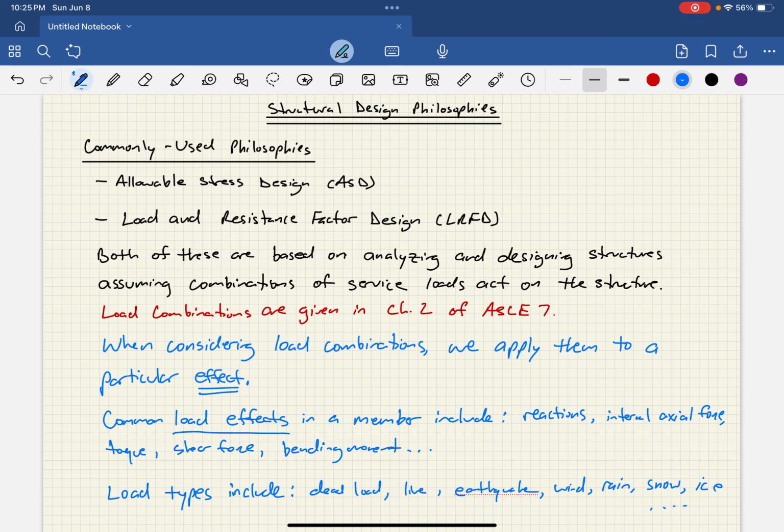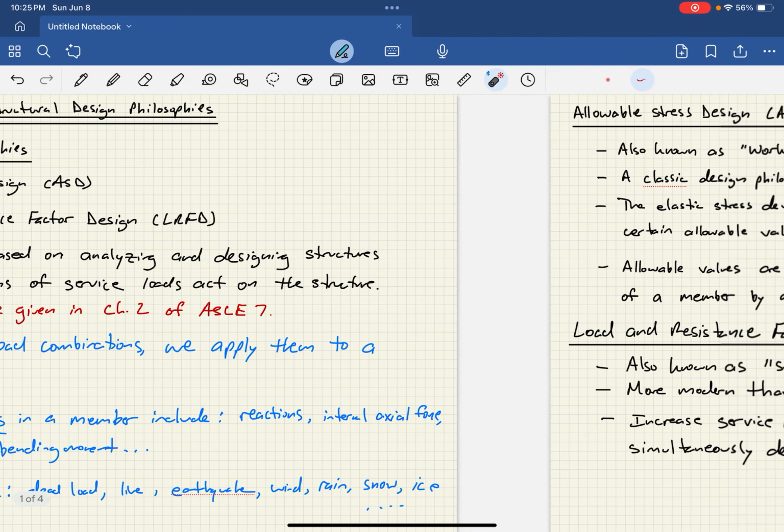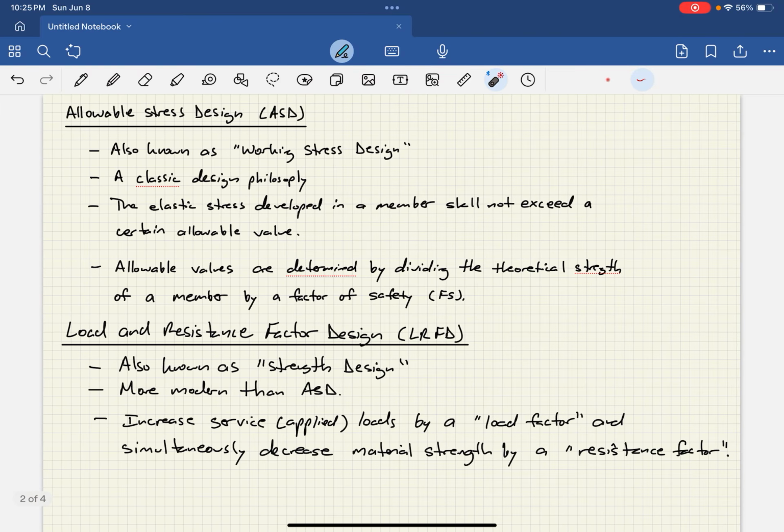Okay, so what we do is we look at combinations of these load types and how they develop a particular load effect. That's the overarching idea behind this. All right, so let's talk about these philosophies a little bit. Let's start with allowable stress design, or ASD.